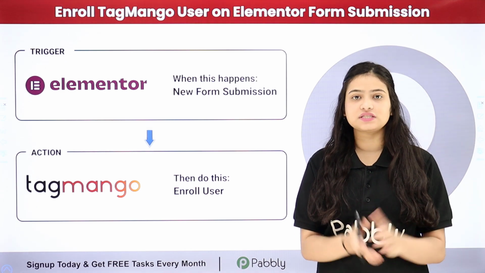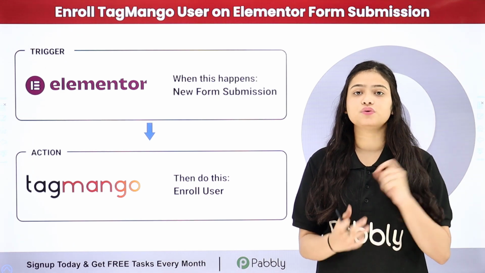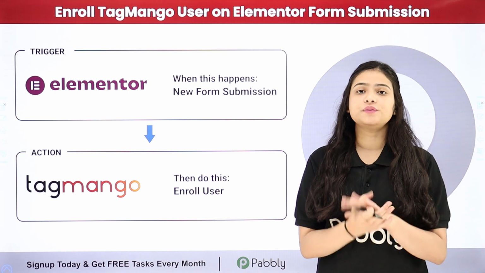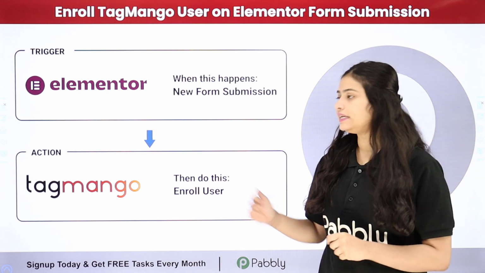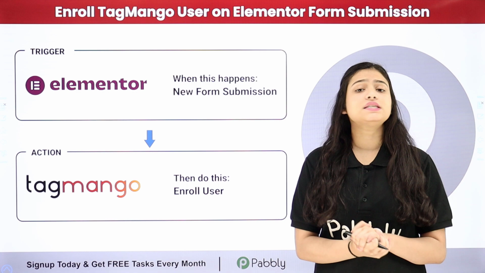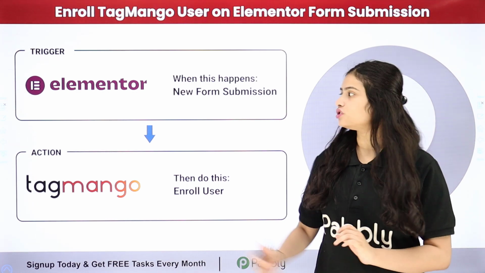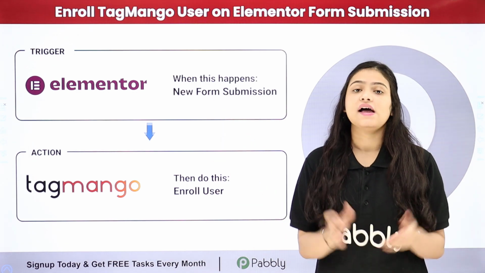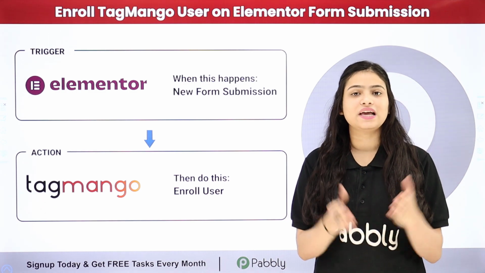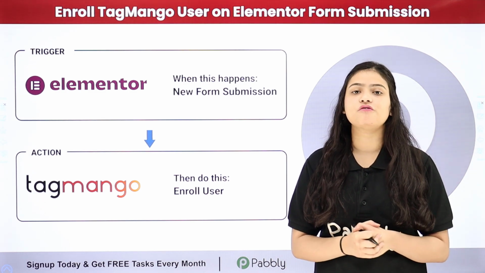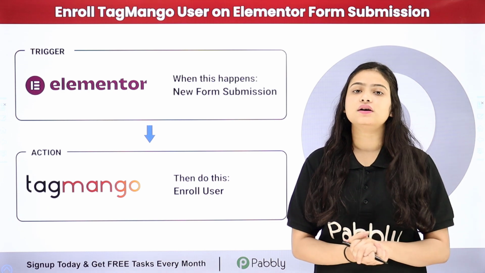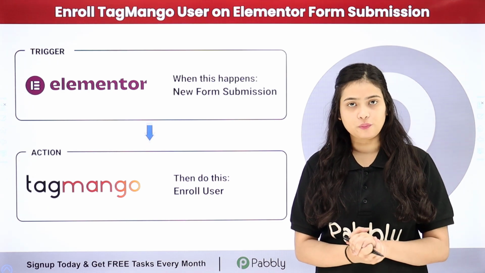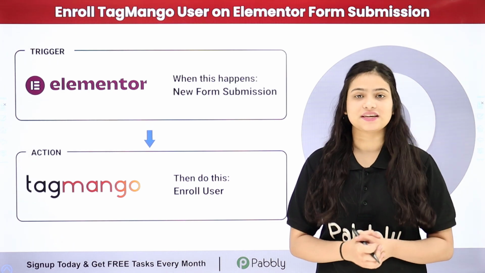And now my objective is that every time an interested student is going to submit this Elementor form, automatically that student should be enrolled as a user in TagMango. Now to automate this entire process, I will have to set up a connection between Elementor and TagMango, and that we are going to do without any coding and any programming skills, simply with the help of Pabbly Connect. So if you also want to learn this amazing automation step by step for your business, for that you have to come towards my screen.